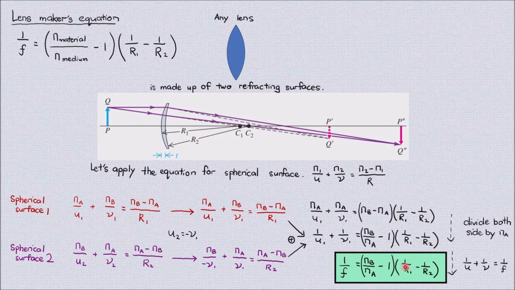We know that this R1 and R2 is the tricky part that we're going to study, because R1 and R2 are the things that change based on the different kinds of lenses that we have. NB and NA are usually just refractive indices, nothing much tricky about it. So we'll look at different kinds of lenses and see what kind of sign we should assign for their radii of curvature.